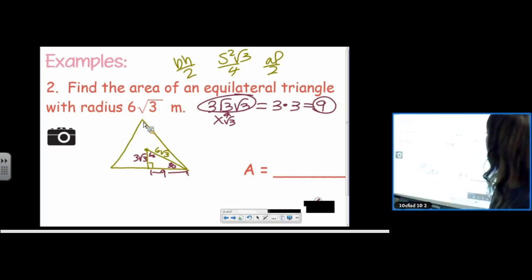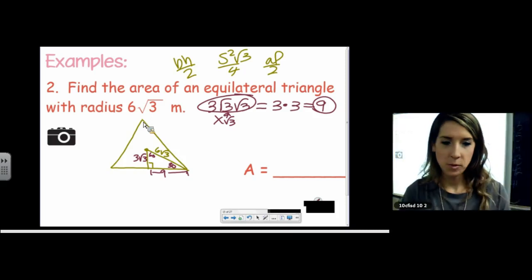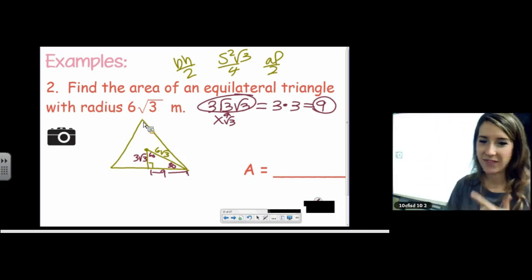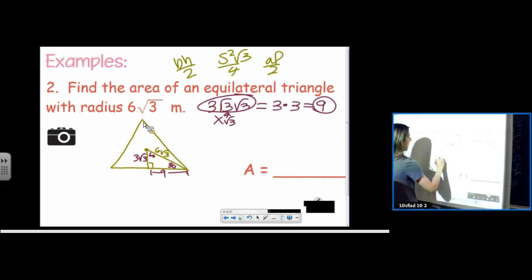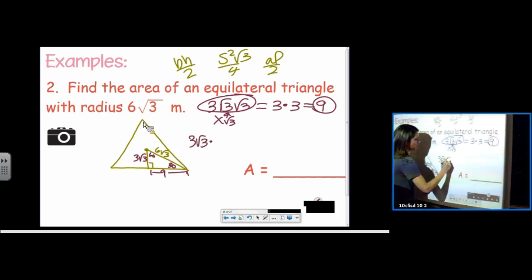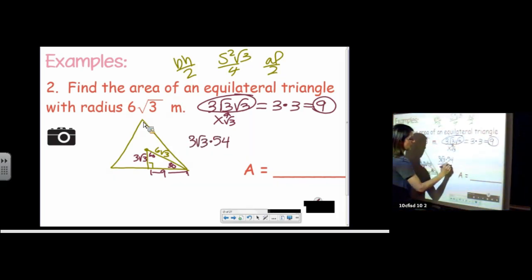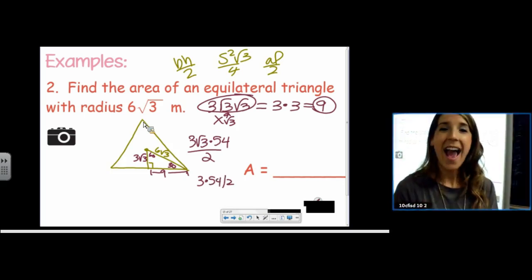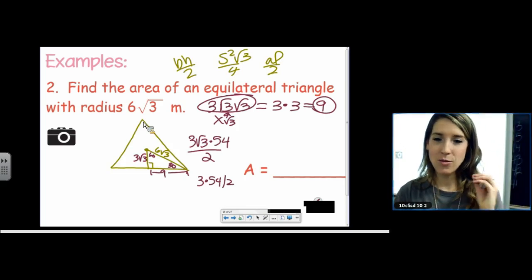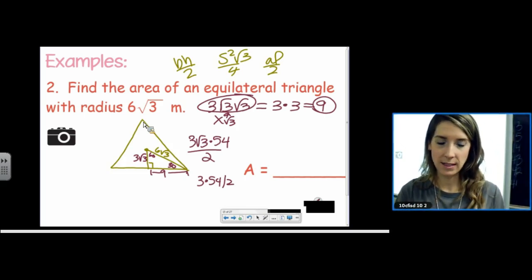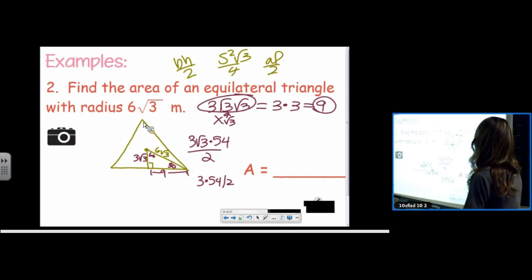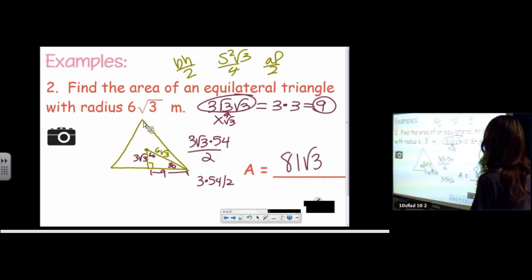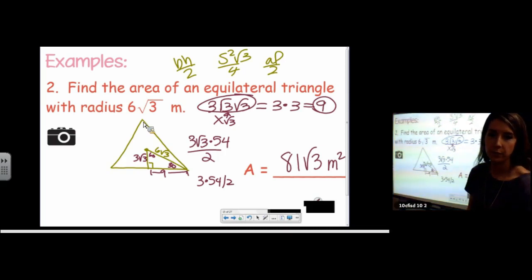Okay, I think we're ready. What's the perimeter? Who's going to type it first? 54, very good. So we've got apothem times perimeter divided by 2. In your calculator, you do 3 times 54 divided by 2. You ignore the root 3, and then you multiply back through at the end. So the answer is 81 root 3 meters squared.